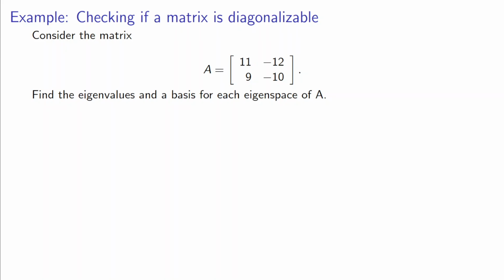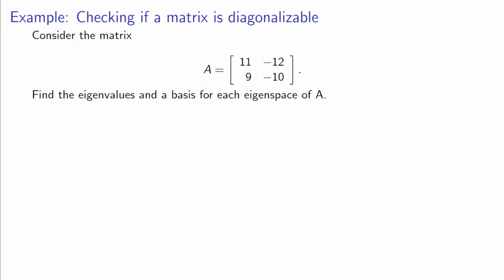Let's take a look at one of the most important applications of eigenvalues and eigenvectors for matrices, namely looking at when a matrix is what's called diagonalizable. We're going to start with an example. Let A be this 2 by 2 matrix, 11, negative 12, 9, negative 10. And we're going to start by just looking for eigenvalues and a basis for each eigenspace of A.